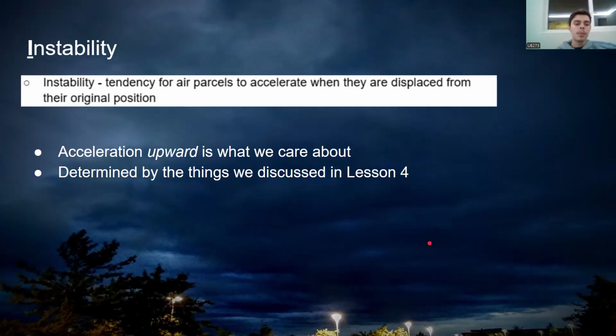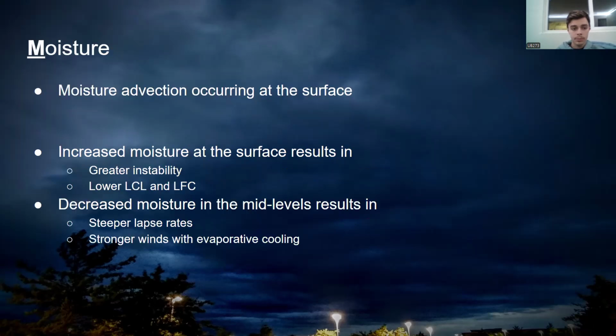Instability. We just talked about that in the last video. It's the tendency for air parcels to accelerate when they're displaced from their original position. We care about the acceleration upwards, though. This is the acceleration that we're thinking of when we're talking about stuff like CAPE.